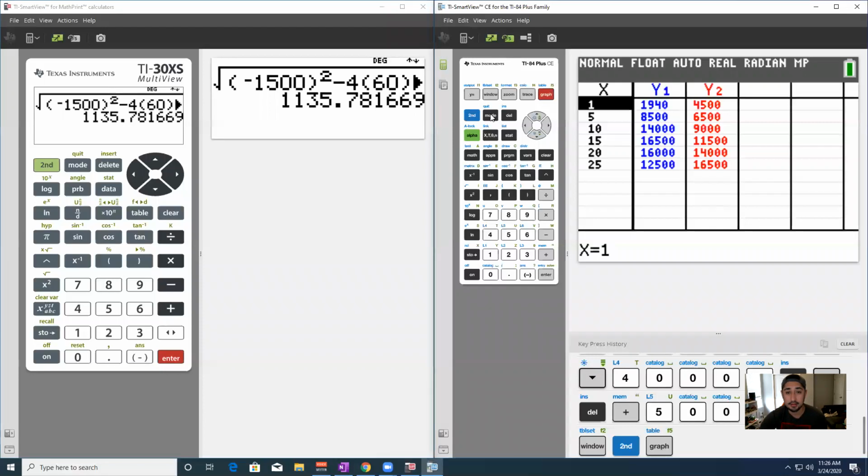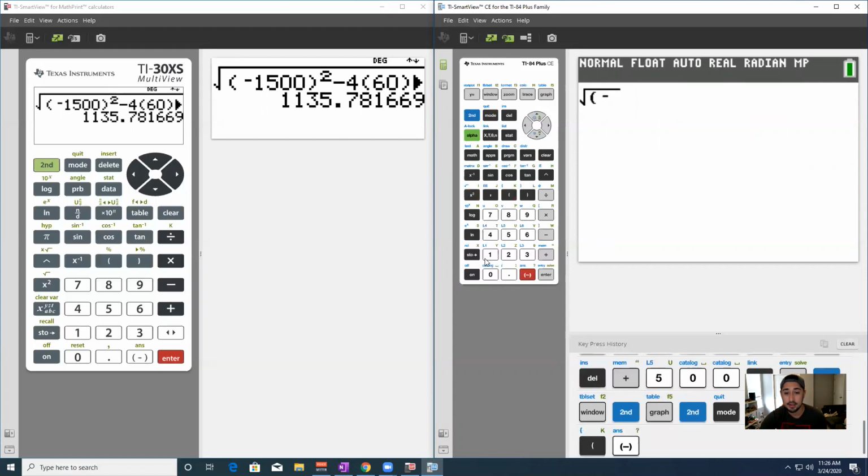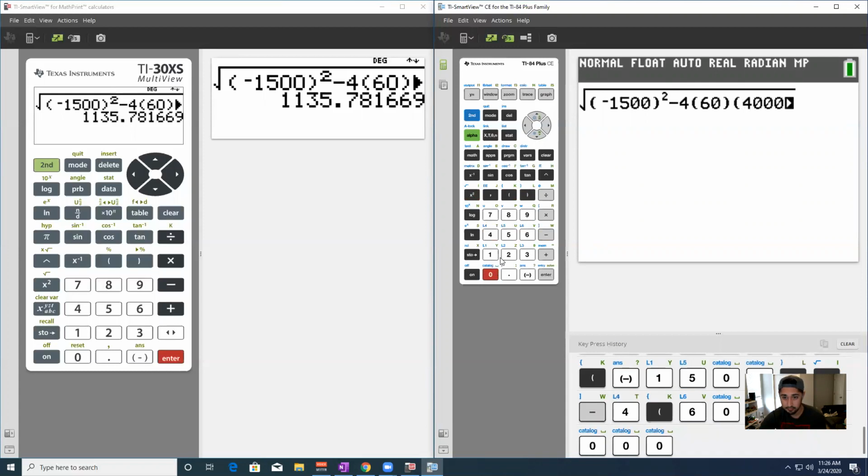Same for you guys on the graphing calculator. It's the same exact input. Second square root, parentheses, negative 1,500 squared minus 4 times 60 times 4,000. There we go. Same thing.